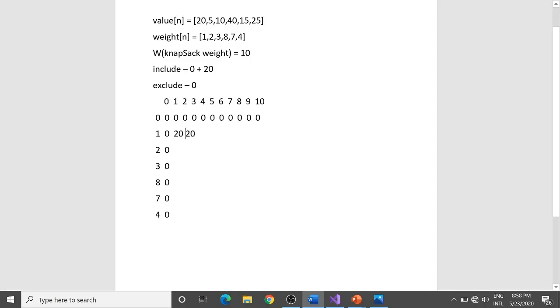Now the same way I would be populating all of my rows over here, but there is one more thing to notice over here. Now suppose I am sitting over here. I am currently sitting at my element 2 over here. What is the weight of this element? It's 2. And what is the max weight my knapsack can hold in this column? It's 1. So if I try to include this element, would it be even feasible for me to do it?